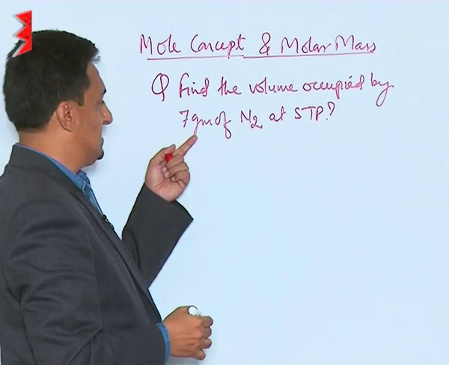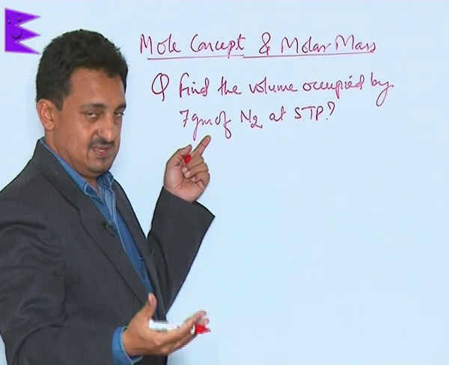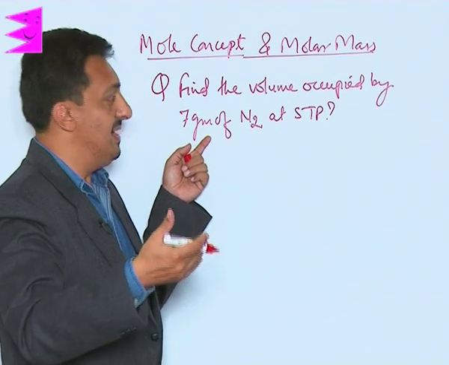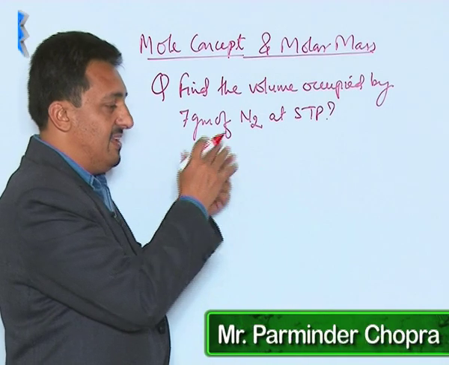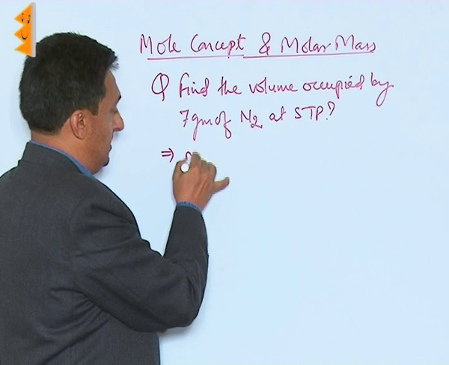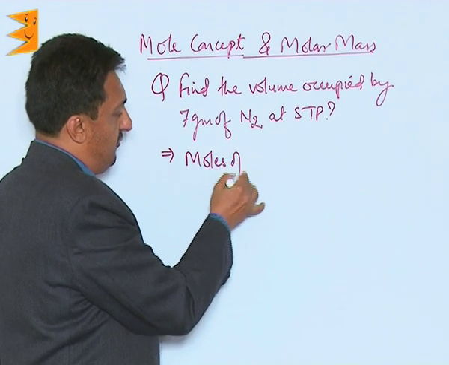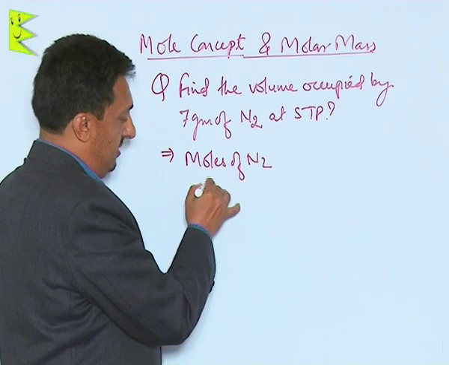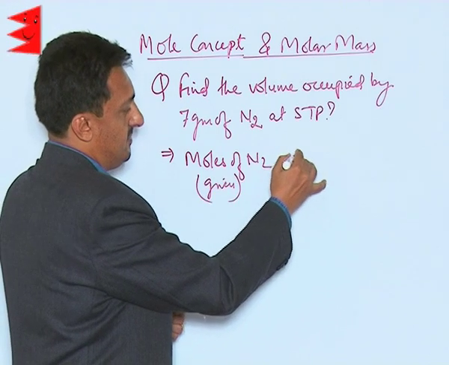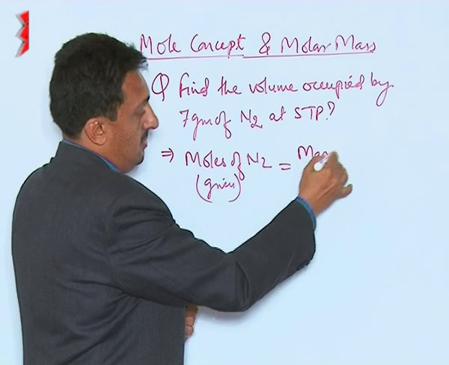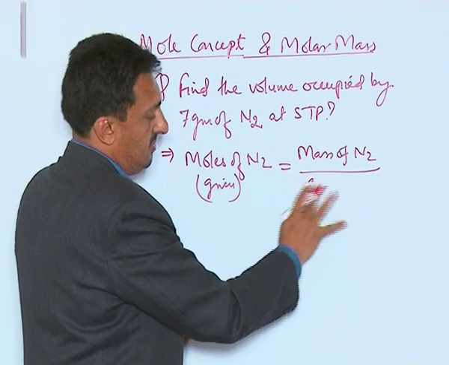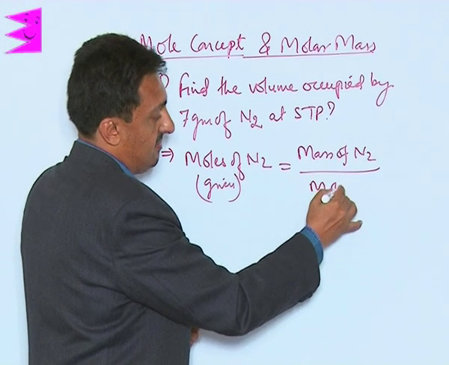What is given to us is nitrogen in terms of mass. What we have to find out is its volume at STP. So what is the interrelated term is the mole. Now let us find out the moles of nitrogen given will be mass of nitrogen divided by its molar mass.